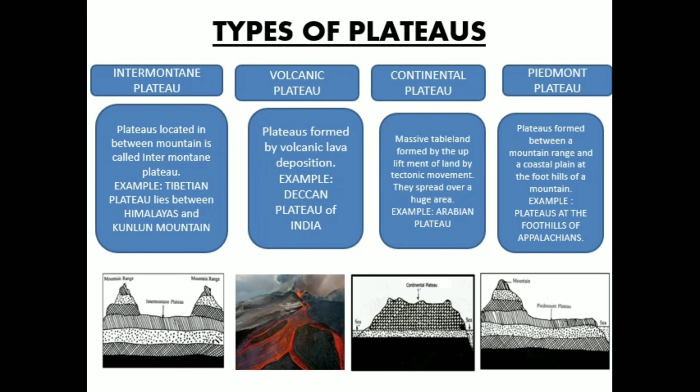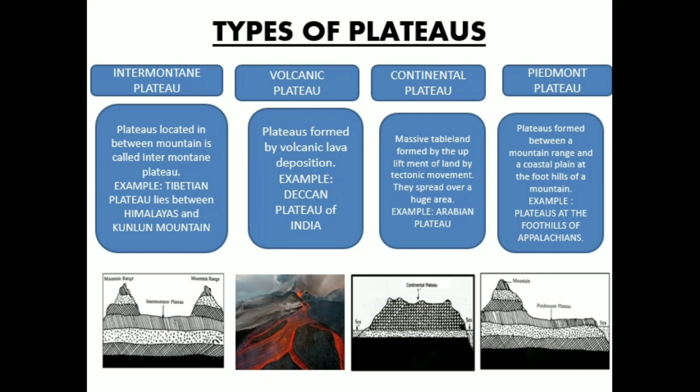Types of plateaus. Intermountain plateau. Plateaus located in between mountains are called intermountain plateaus. Tibetan plateau lies between Himalayas and Kunlun mountain. Volcanic plateau. Plateaus formed by volcanic lava depositions are called volcanic plateaus. Deccan Plateau of India is an example.